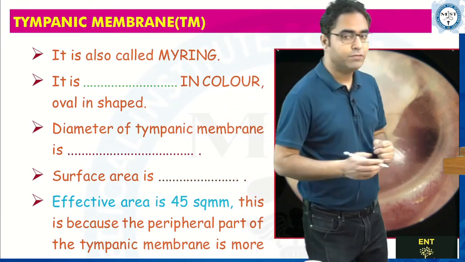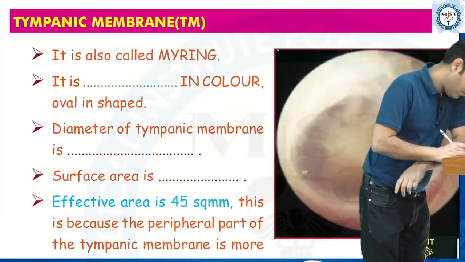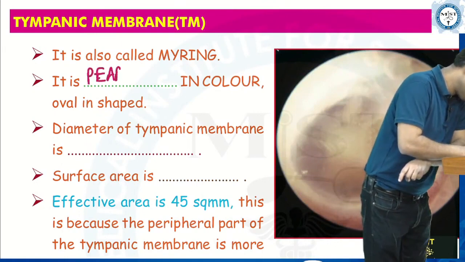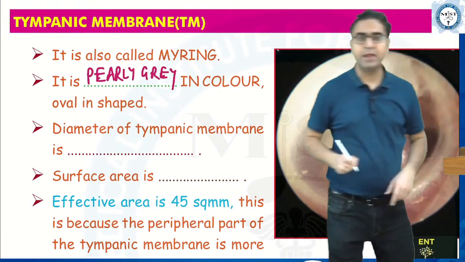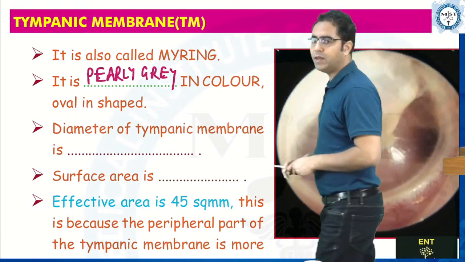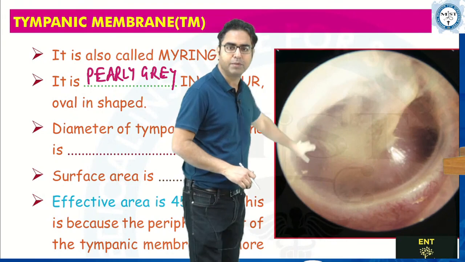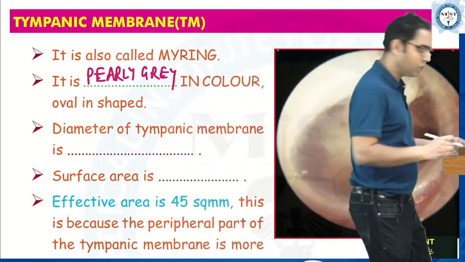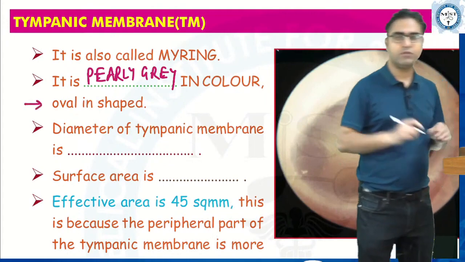Beta, what is it in color? Write down. It is pearly grey in color. It's not white in color. You can see it's like a pearly grey, like pearls. Oval in shape. It's not circular, it's oval.